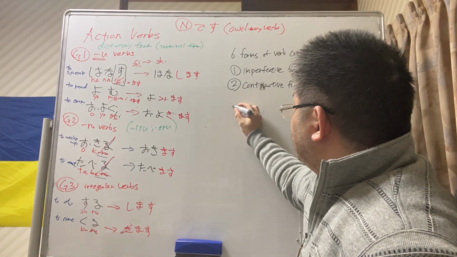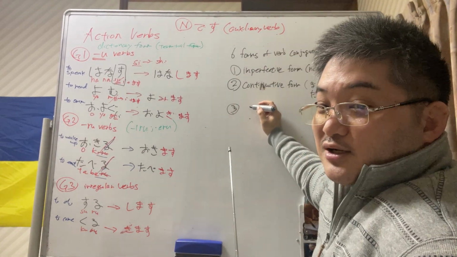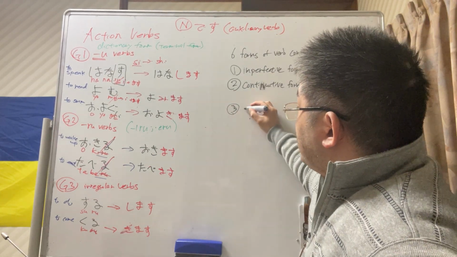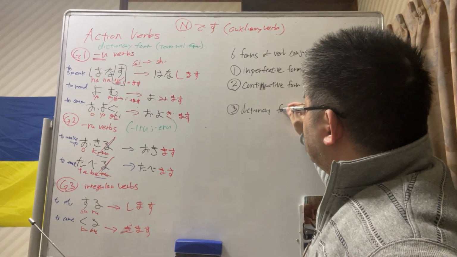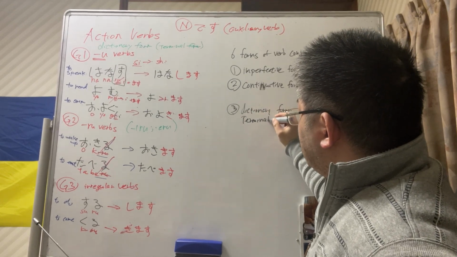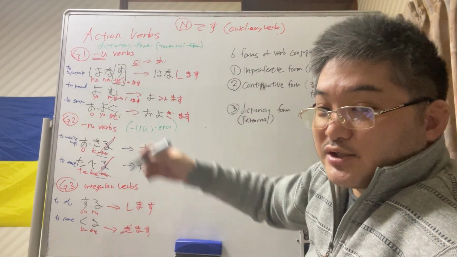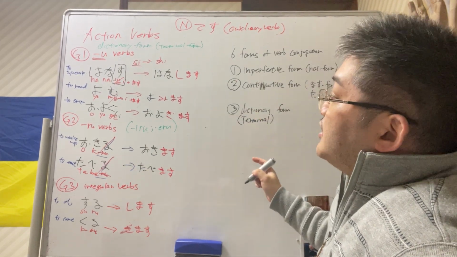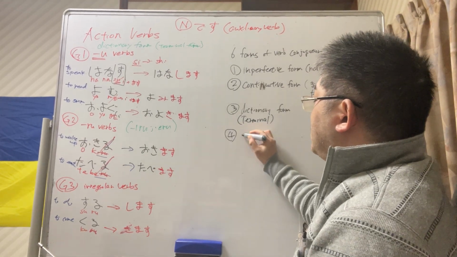I will give you a summary of this later. But the third one is called the dictionary form, or terminal form. It ends the sentence, so nothing can come after it. It's a full stop, and this is the dictionary form, which is what we did.